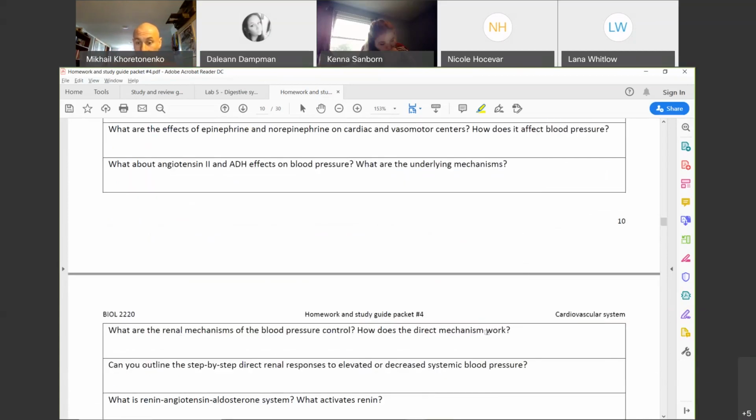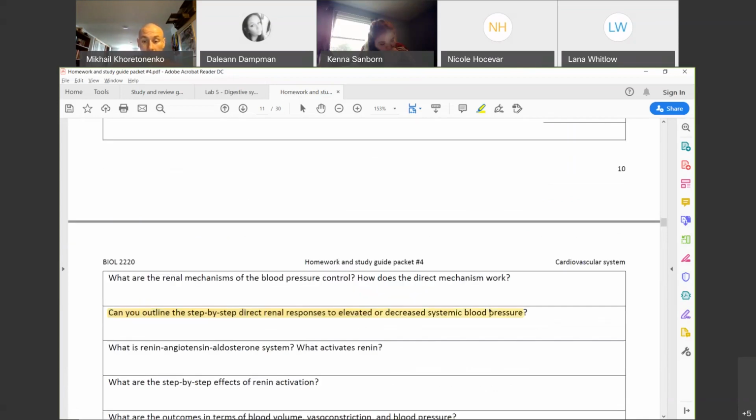Renal mechanisms. Direct mechanism: your blood pressure increases, blood flow through the kidneys increases, production of urine increases, you pee out more fluid, your blood volume goes down, your blood pressure in response goes down. So that's the direct renal response.